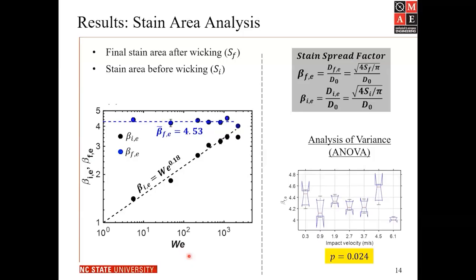So what we find is when we look at the spread factor for the final stain, you can see there's little dependence on the Weber number. That means it's pretty much constant for all the impact speeds. However, beta I actually has a strong correlation with the Weber number, and you can see that the stain area before wicking increased with the impact velocity. Also, we did an ANOVA test for the final stain spread factor, and we can see that we do have very little dependence on the impact velocity.